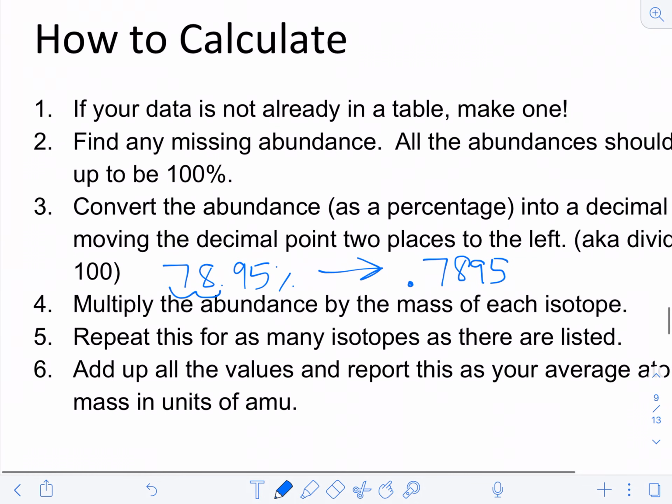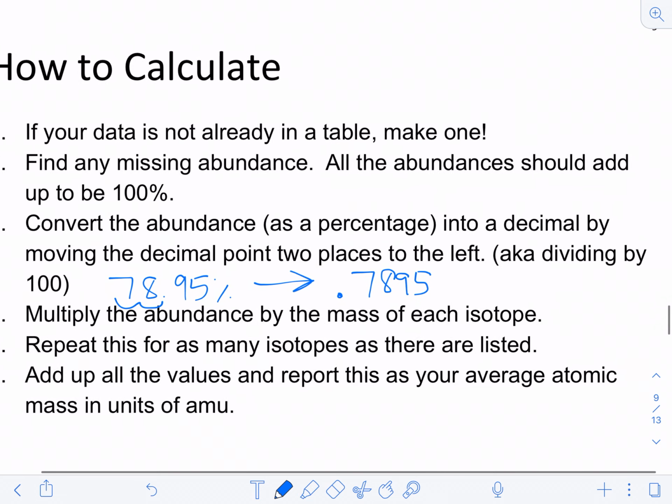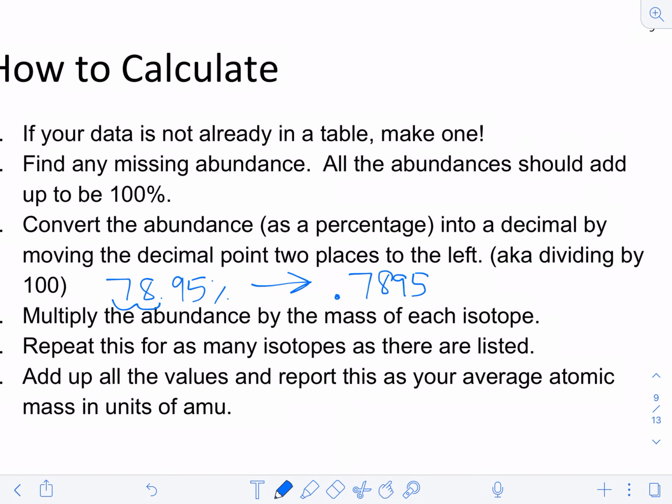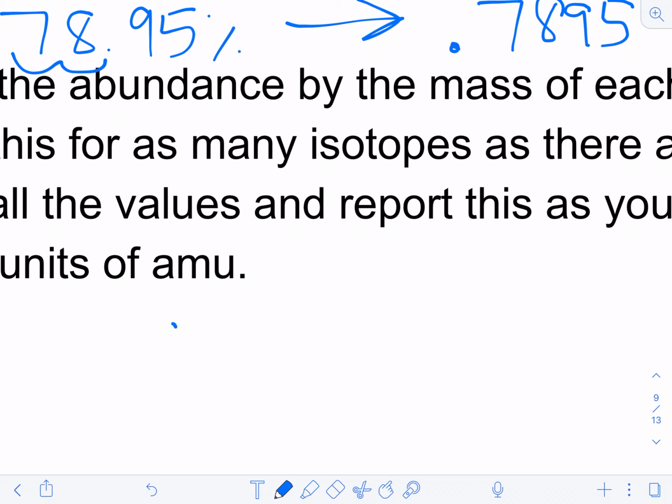Then you're going to take this abundance in decimal form, and multiply it by the mass of each isotope. And then you're going to do this for as many isotopes as are listed. Sometimes there are only 2 isotopes. Sometimes it can go up to 5 or 6 isotopes. Whatever you're given, just make sure that you include all of the isotopes that are there. Then at the very end, you're going to add up all of the values, and report this as your average atomic mass in units of AMU. So AMU stands for atomic mass units.